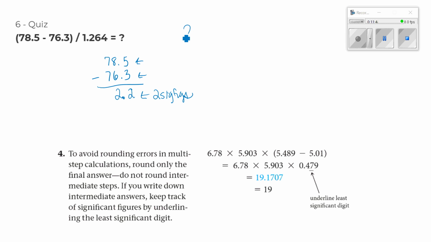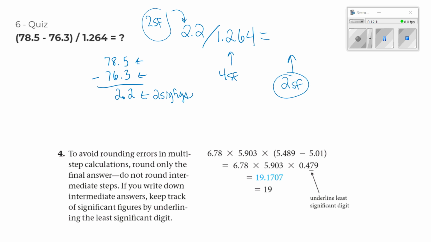And then to find my final answer, I'm going to take 2.2 divided by 1.264. So this number has 2 sig figs. This number has 4 sig figs. When I do this next step with my dividing, the rule with multiplying and dividing is that my answer should have the same number of sig figs as the value with the fewest sig figs. So my answer is going to have 2 sig figs in it. So I'm going to round it to 2 sig figs. So those are some examples of how we use sig figs. I'm sorry I don't have my calculator on me to test this one out here.